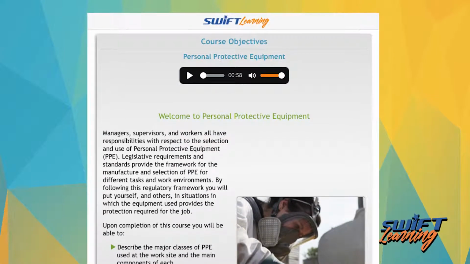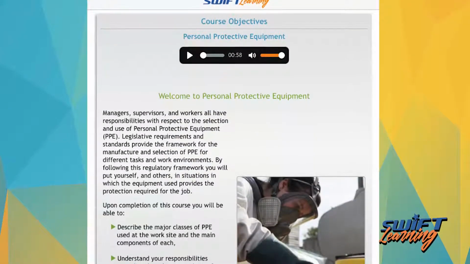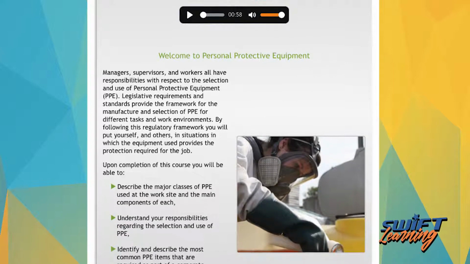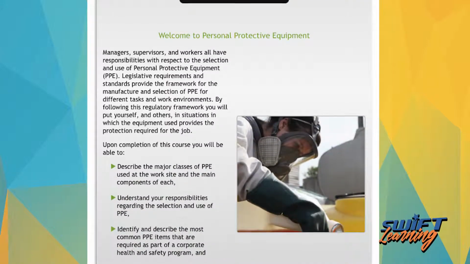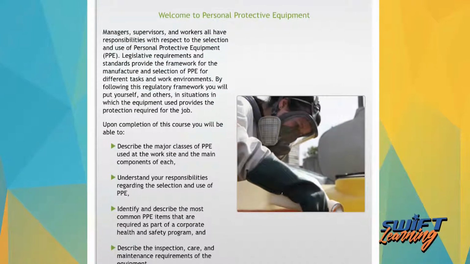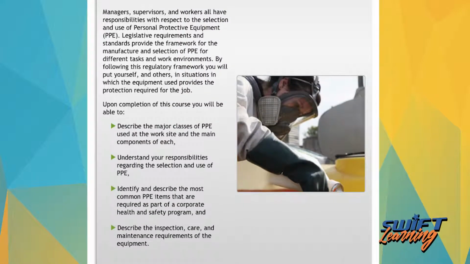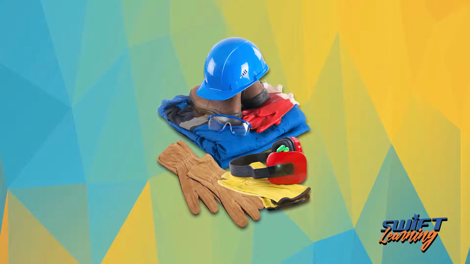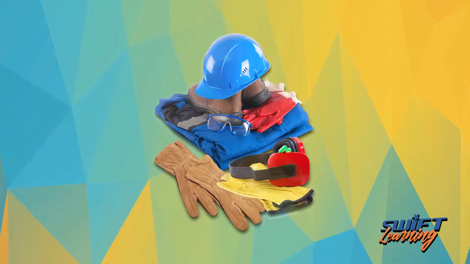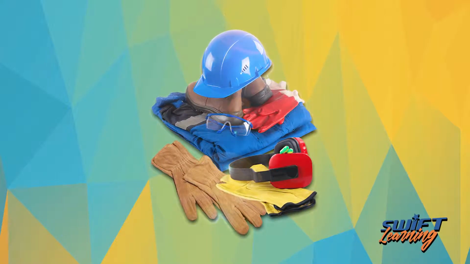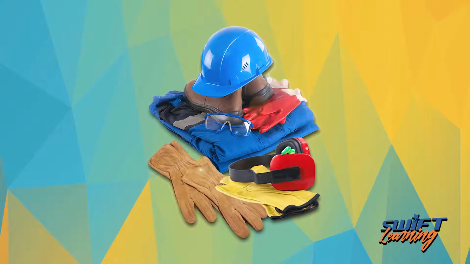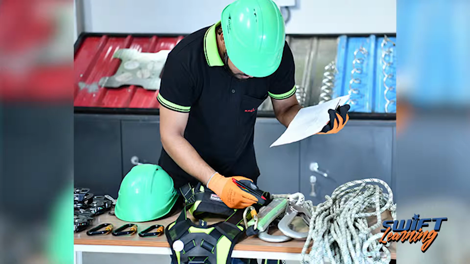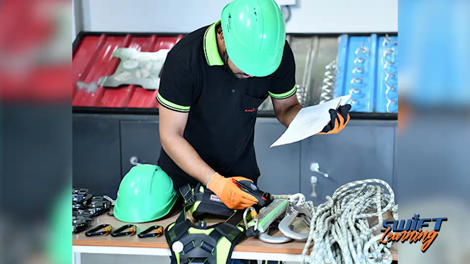Upon completion of this course, you will be able to describe the major classes of PPE used at the worksite and the main components of each. Understand your responsibilities regarding the selection and use of PPE. Identify and describe the most common PPE items that are required as part of a corporate health and safety program, and describe the inspection, care, and maintenance requirements of the equipment.